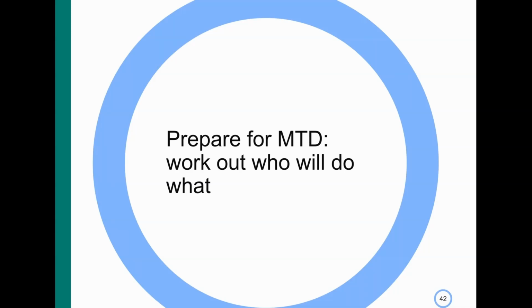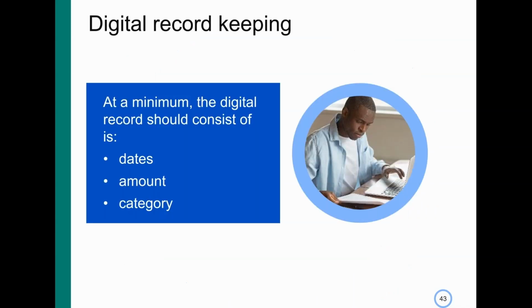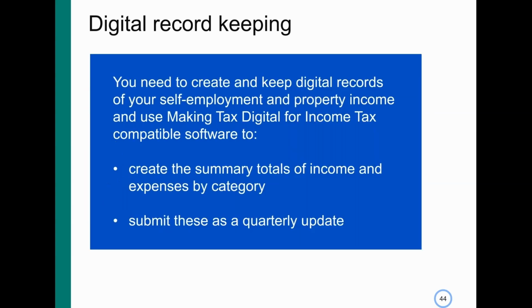Let's begin with digital records and the ways in which you can be compliant with the digital record keeping requirements. Digital records, as a minimum, document the date, amount, and category of any income or expense for the business. You will need to create and keep digital records of your self-employment and property income and use Making Tax Digital for income tax compatible software to create summary totals of income and expenses by category and submit these as a quarterly update.